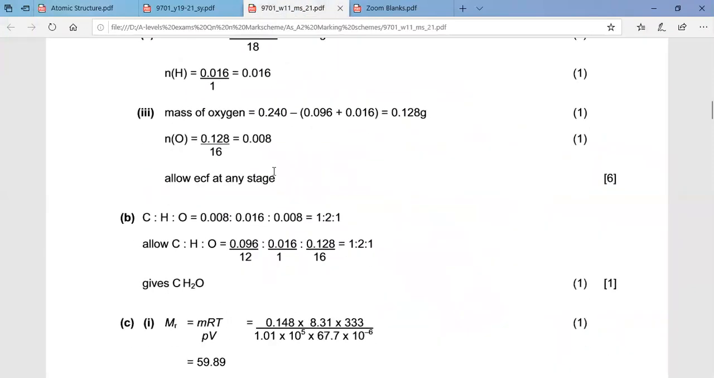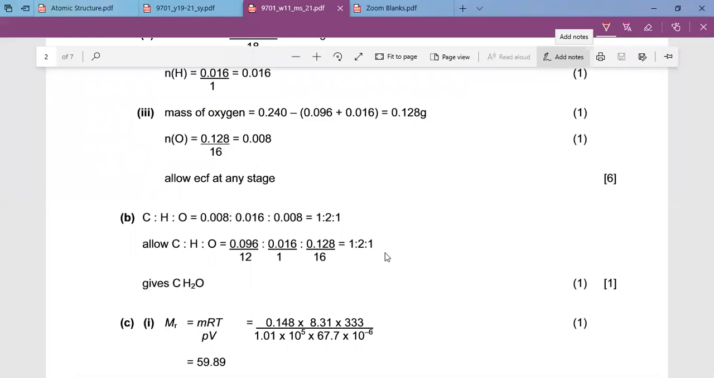All right, now you can see the answer here. So the moles for this one here, carbon. Later you can go and calculate the number of moles of hydrogen and oxygen. Quite easy. Right, the ratio, so this equals 1 to 1.